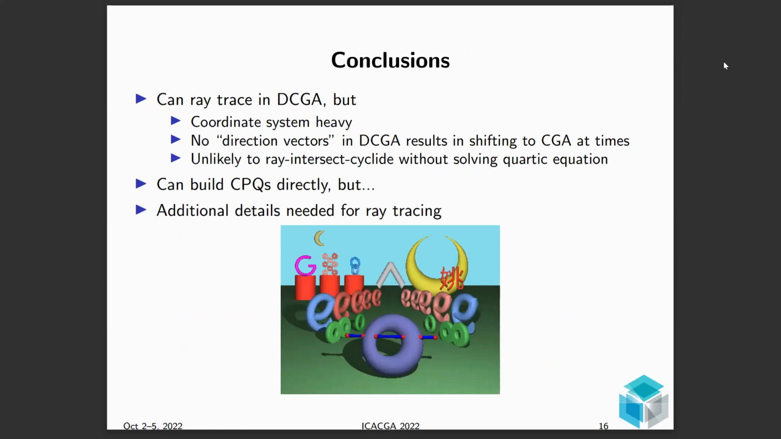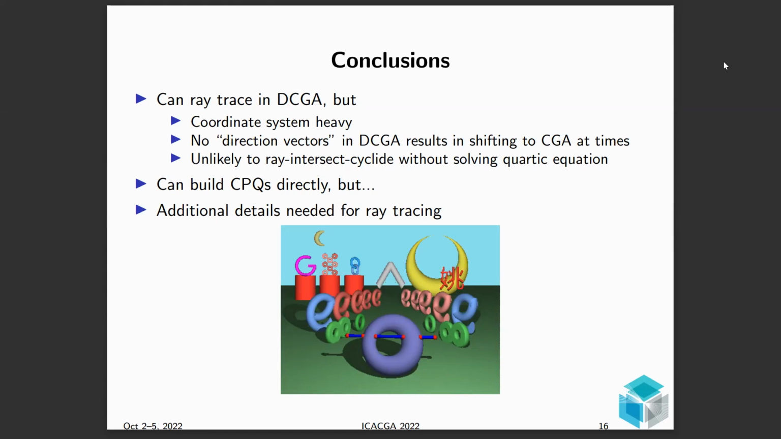In conclusion, we could ray trace in DCGA, we could ray trace tori. It was a bit coordinate system heavy. That's kind of my critique of our method, but that's just what it is. The main issue, of course, is that there are no direction vectors in DCGA, so we couldn't construct those rays, and that made us pop into coordinates at times that I didn't want to. But of course, you're unlikely to find a ray intersect cyclide without solving a coordinate equation, however you do it. I just can't see getting around that some way.